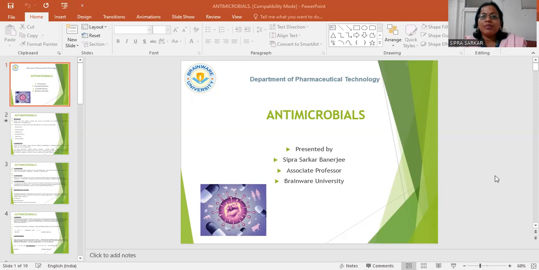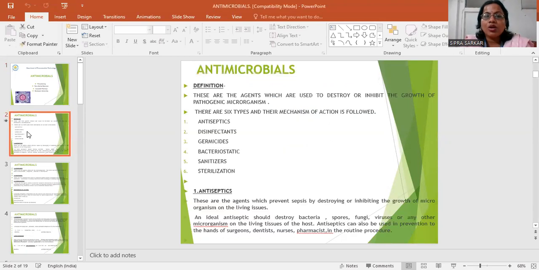To kill these microbes, the viruses and bacteria, we use some drugs or chemicals known as antimicrobials. We will be discussing the inorganic antimicrobials, which are specially designed with inorganic substances. Again, these are the agents which are used to destroy or inhibit the growth of pathogenic microorganisms. There are 6 types, and their mechanisms of action follow: antiseptics, disinfectants, germicides, bacteriostatic, sanitizers, and sterilization. So these are the different types of antimicrobials.